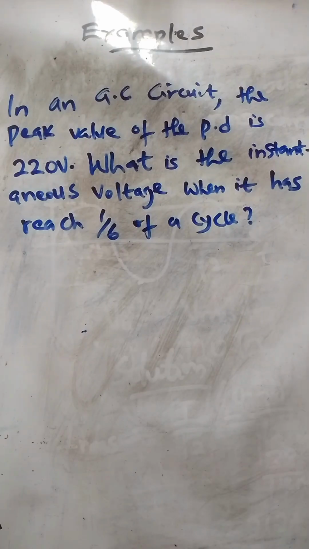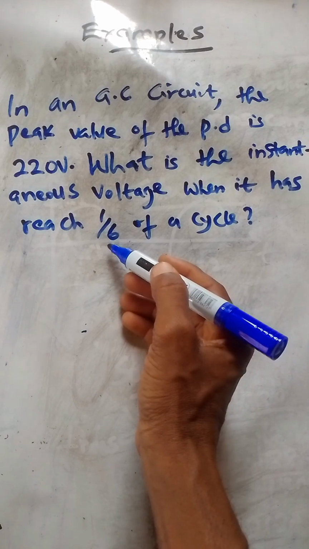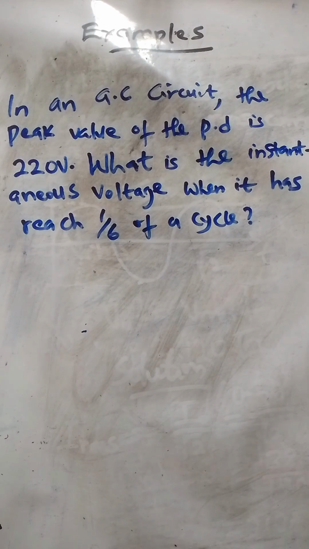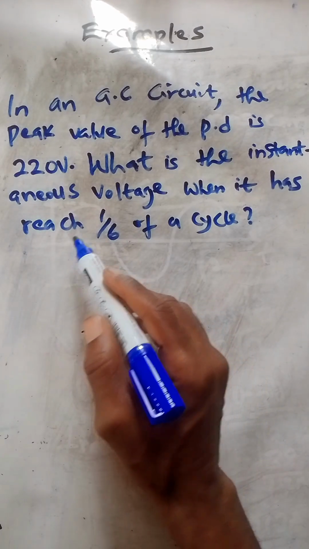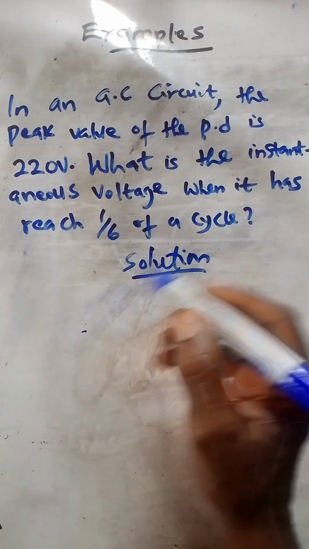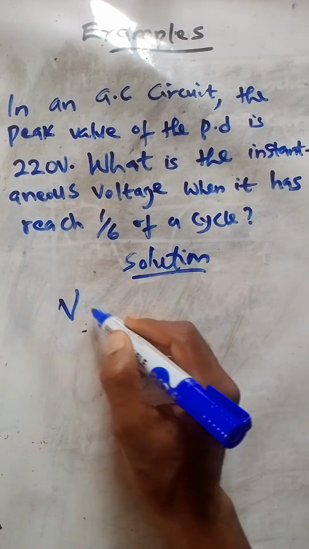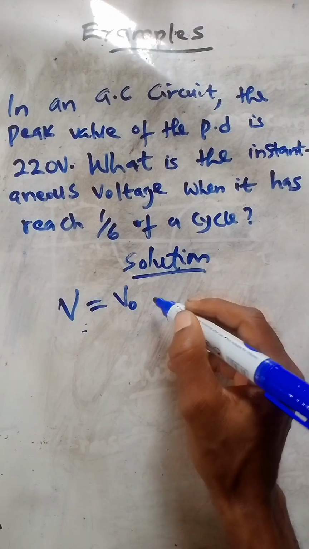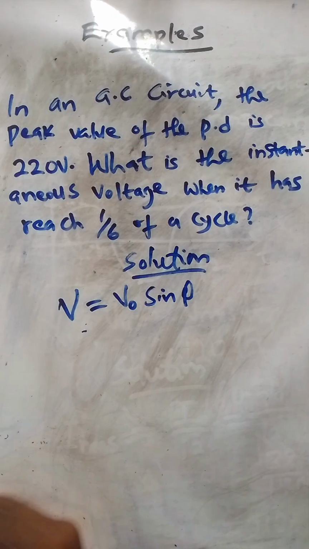Here we have another example. Say in an AC circuit, the peak value of the PD is 220 volt. That is the peak value. Your V0 is 220 volt. What is the instantaneous voltage when it has reached 1/6 of a circle? We can use this fraction of a circle to determine our phase angle. So it went 1/6 circle. To solve this, we are going to use our formula V is equal to peak voltage sine our phase angle.